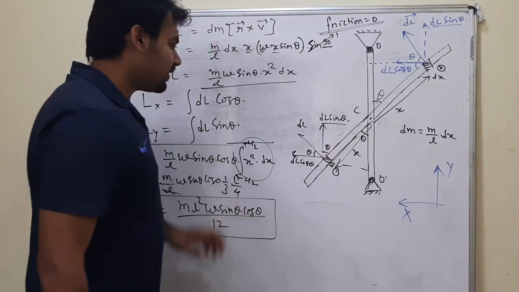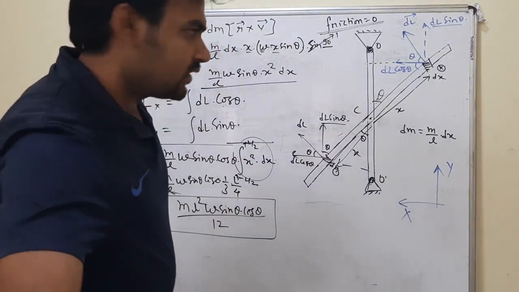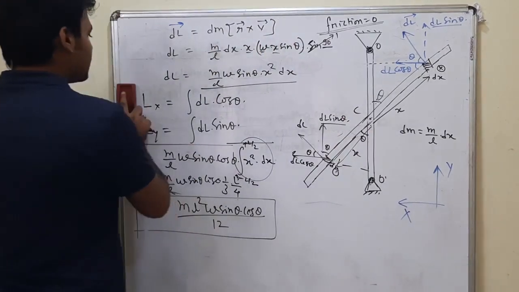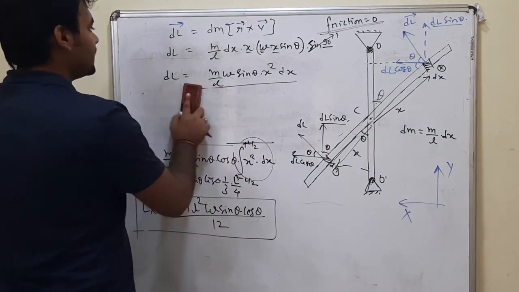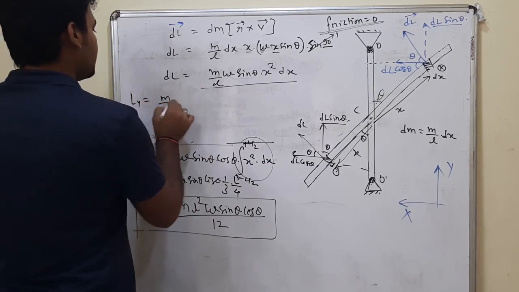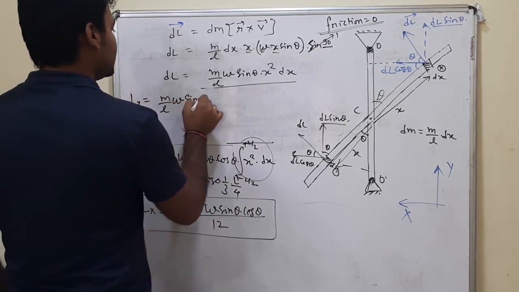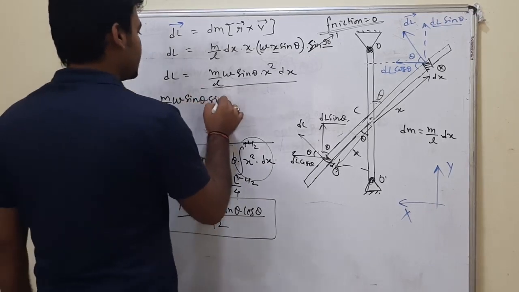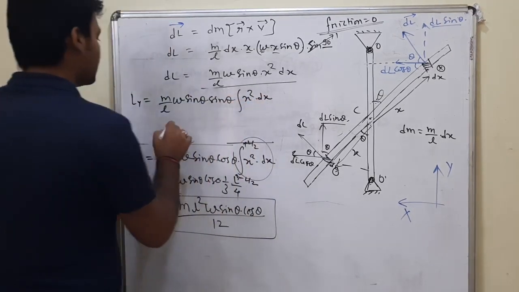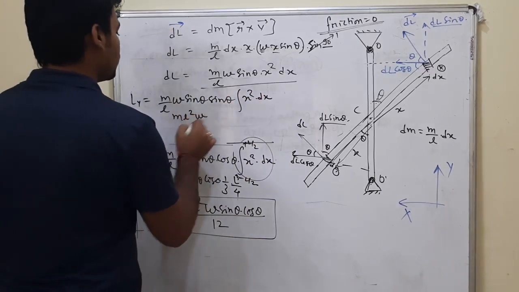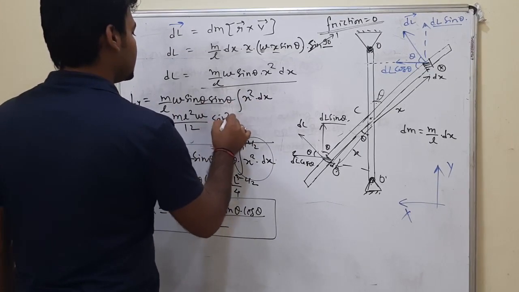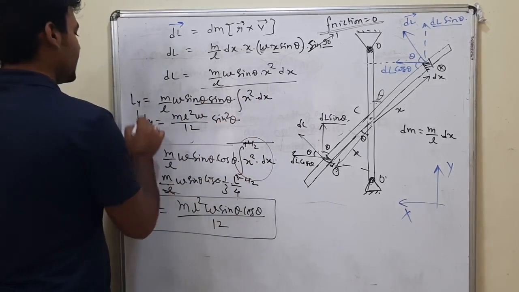In a similar manner, we can find out the value of Ly, that is the y component of angular momentum. I will calculate that part here. Ly will be m by l into omega into sin theta. Okay, and then again it will be x square dx. After solving, you will find it will be m l square into omega divided by 12 and then sin square theta. So that is the Ly.